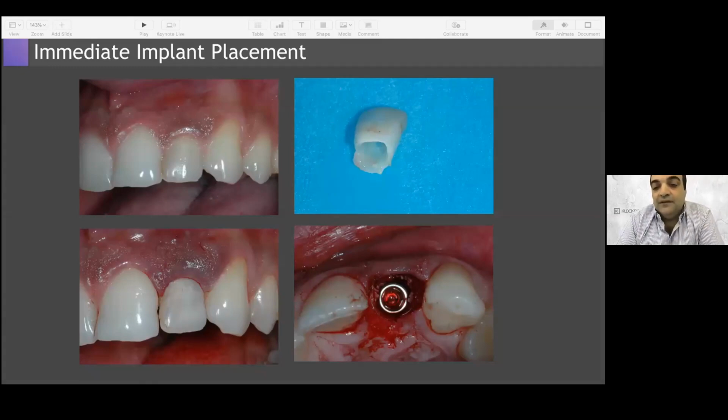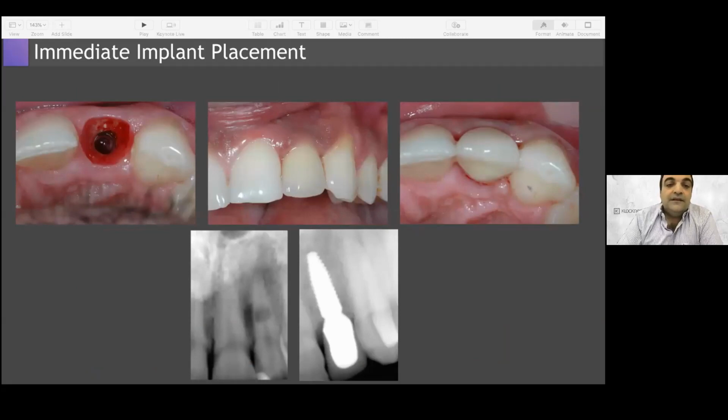We grafted the gap, and we placed our temporary crown. Here we used the crown of the patient. It's a very nice technique to be used. We used his own tooth to make our temporary crown. And as has been discussed, it will help to maintain our hard and soft tissue during the healing.